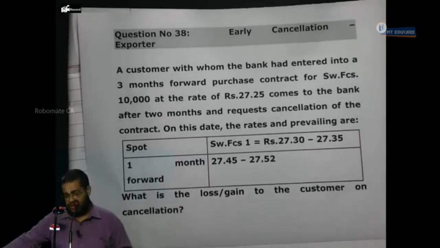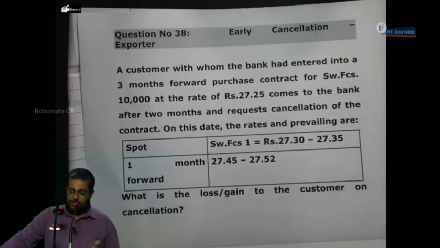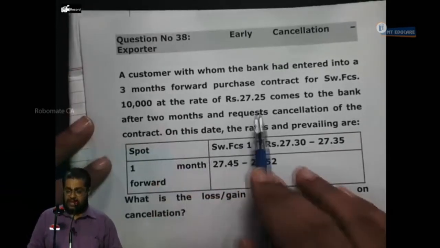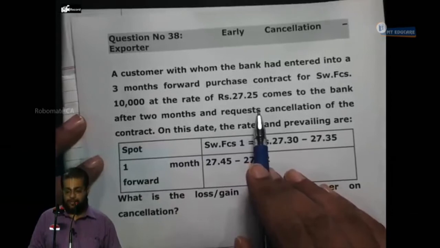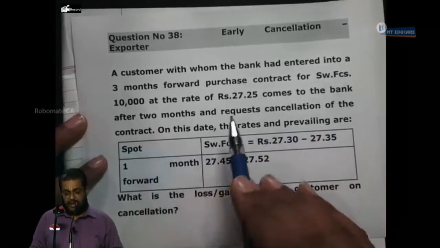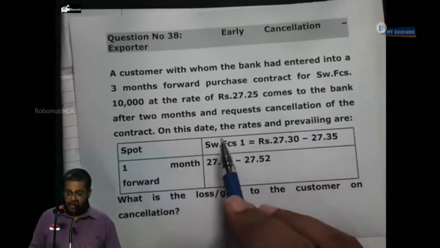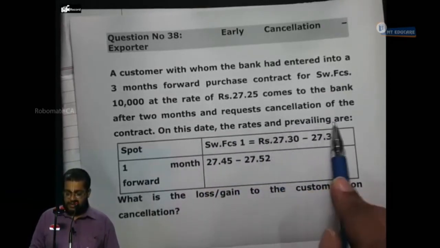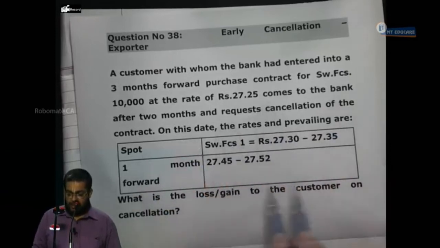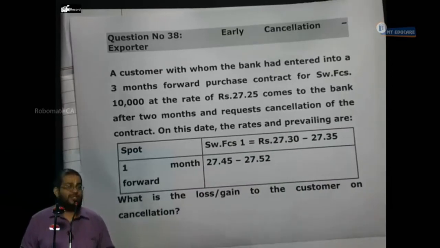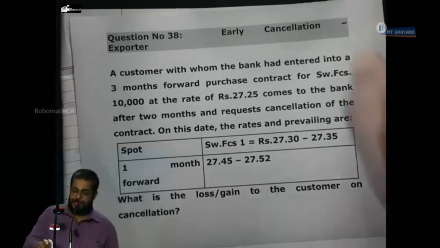A customer with whom the bank had entered into a 3 months forward purchase contract for Swiss francs 10,000 at the rate of 27.25 comes to the bank after 2 months and requests cancellation of the contract. On this date, the spot rate and the 1 month forward rate are given. What is the loss or gain to the customer on cancellation is the question. Can we start? Now, tell me.